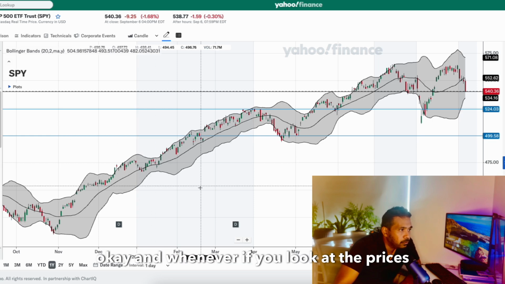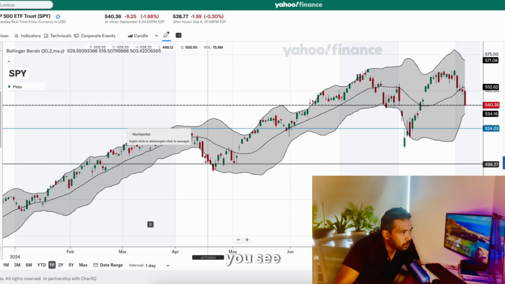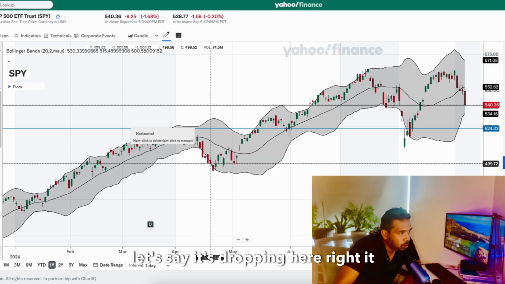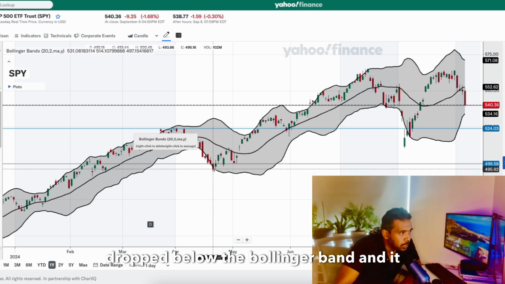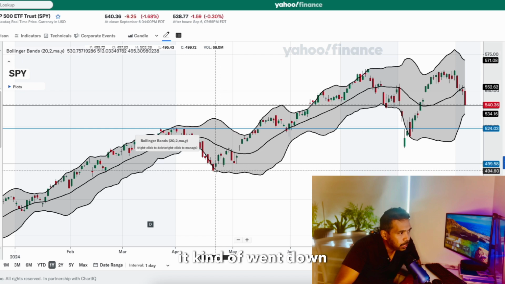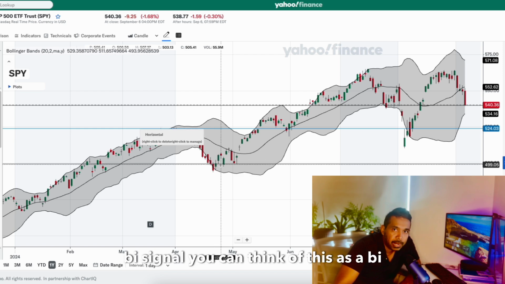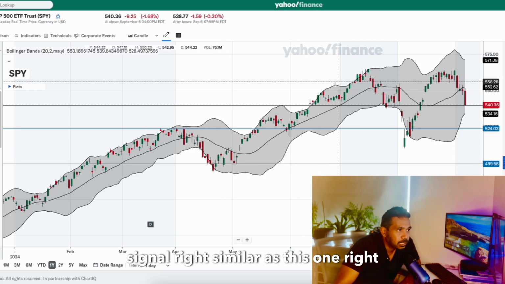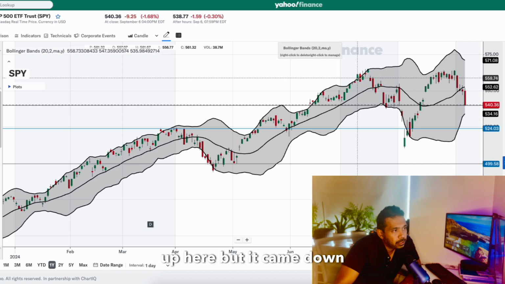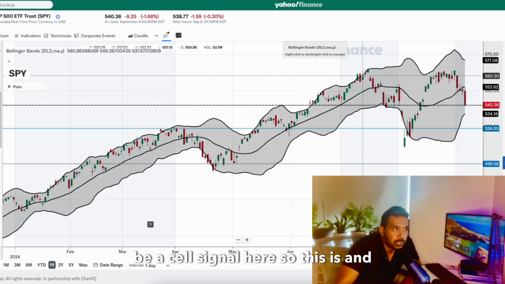Okay, and if you look at the prices, right, in this area, whenever you see the price of the stock, the SPY in this case, drop below the Bollinger Band and then come back up right here, as soon as it went down and came back up, you can think of this as a buy signal, right? Similar to this one, right? Okay, so this one, it came back up here but then it came down. So this could be your resistance level or it could be a sell signal here.